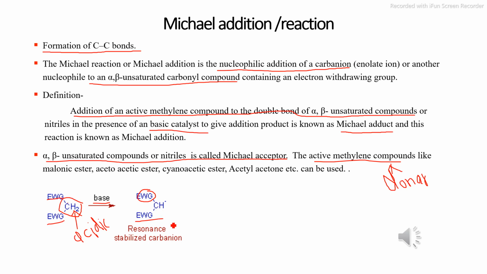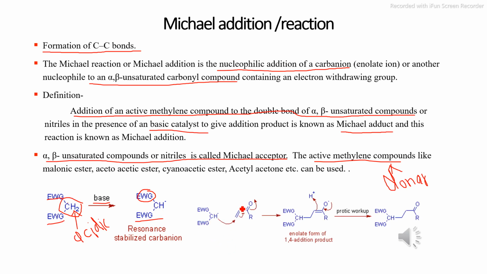In Michael addition reaction, such a carbanion attacks the beta carbon atom of the alpha-beta unsaturated compound to give the addition product. Generally, this reaction is an example of 1,4 addition, but we observe the product as if it were a 1,2 addition product, that is, addition of the active methylene compound on the alpha-beta bond, where the hydrogen atom of the active methylene group is attached to the alpha carbon atom, whereas the remaining group of the active methylene compound is attached to the beta carbon atom.